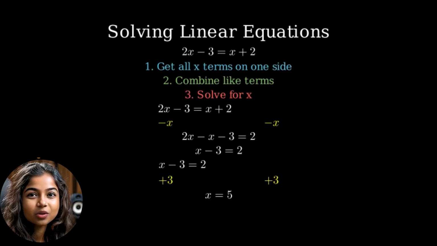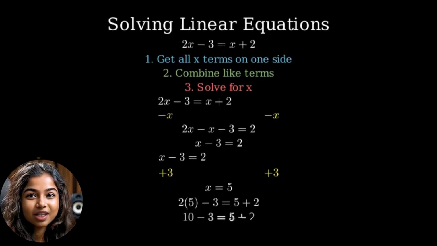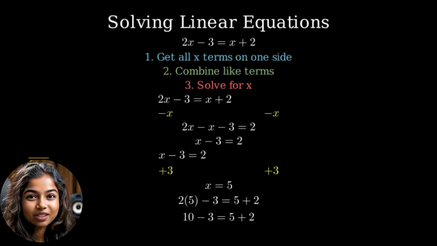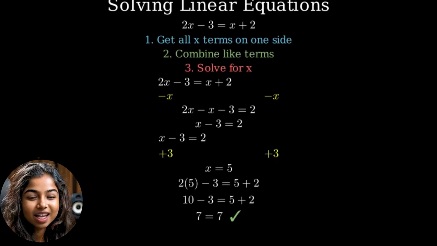Let's verify our solution by plugging x equals 5 back into the original equation. 2 times 5 minus 3 should equal 5 plus 2. Let's see. 2 times 5 is 10. Minus 3 is 7 on the left side. On the right side, 5 plus 2 is 7. 7 equals 7. So our solution is correct.